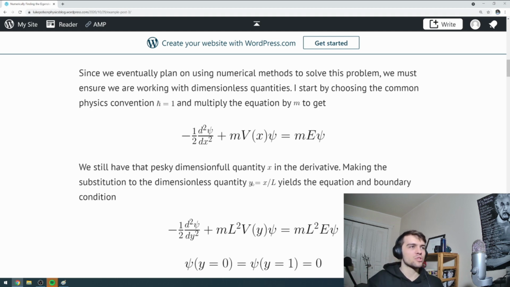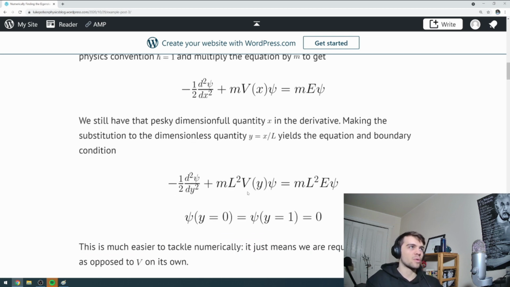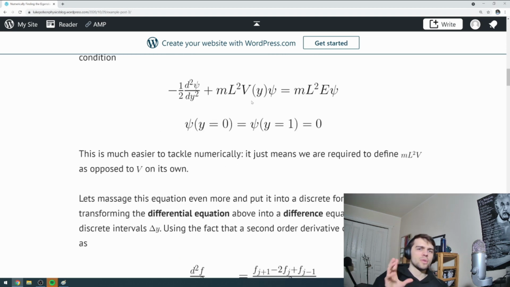So I'm going to make the substitution y equals x over L. Remember, L is the length that we said the particle is bounded in. I plug this into our equation, and we now get this equation here. You'll see it's written like this, and the boundary conditions are expressed like this. So now we're between 0 and 1 instead of x between 0 and L. It's very tidy mathematically. And then we also have our equation that looks like this.